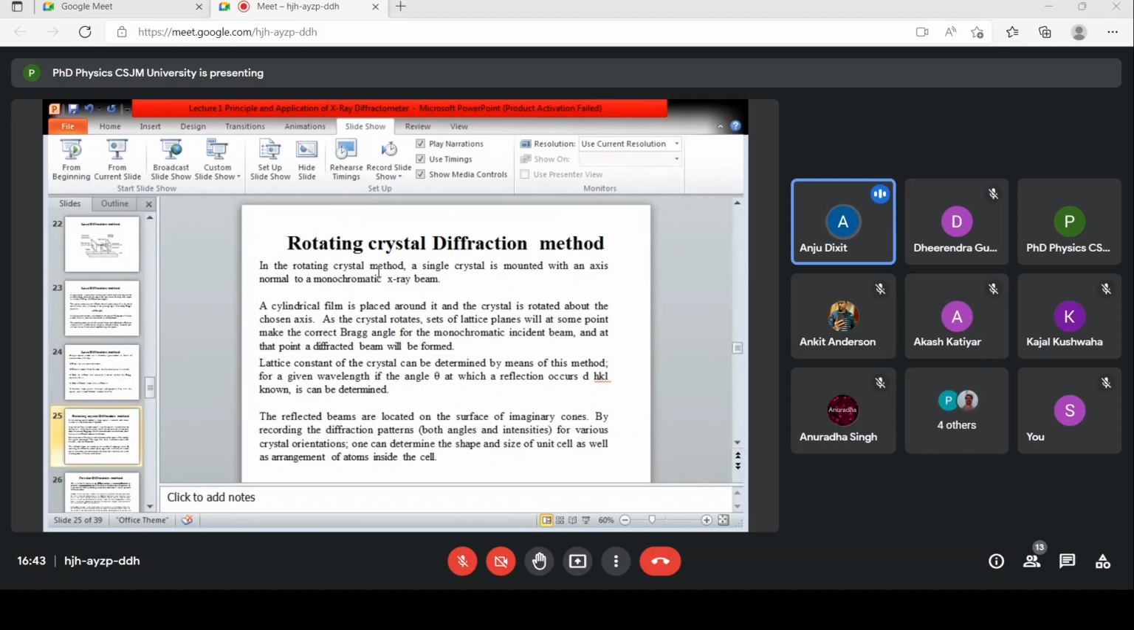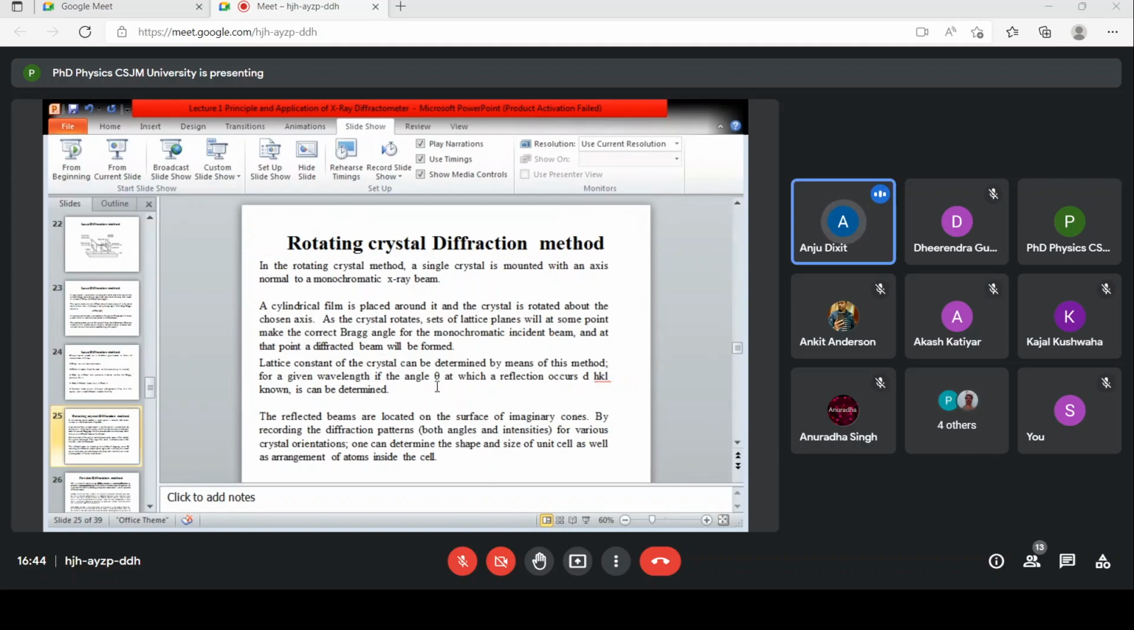अब सेकंड मेथड है दैट इज रोटेटिंग क्रिस्टल डिफ्रैक्शन मेथड. सो इन द रोटेटिंग क्रिस्टल मेथड अ सिंगल क्रिस्टल इज माउंटेड विद एन एक्सिस नॉर्मल टू अ मोनोक्रोमेटिक एक्सरे बीम. तो इसमें मोनोक्रोमेटिक एक्सरे बीम यूज की जाती है, यहाँ पर भी हम सिंगल क्रिस्टल को ही यूज कर रहे हैं. So a cylinder film is placed around it and the crystal is rotated about the chosen axis. As the crystal rotates, sets of lattice planes will at some point make the correct Bragg angle for the monochromatic incident beam, and at that point a diffracted beam will be formed.